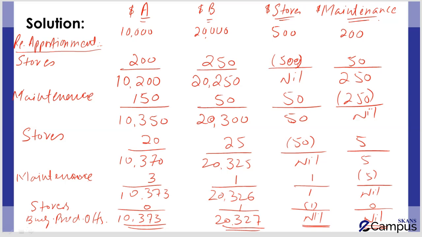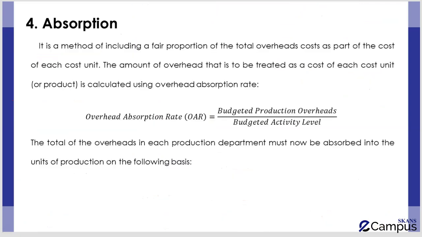Now moving on to the next slide, as we have covered allocation, apportionment and reapportionment up till now, but still the overhead cost is in total form. Remember at the start we said we have to do two things in this chapter. One, the analysis of overheads, and two, to calculate the per unit charge of overhead cost. So after allocation, apportionment and reapportionment, we have performed the analysis, but we still have the cost in total form.